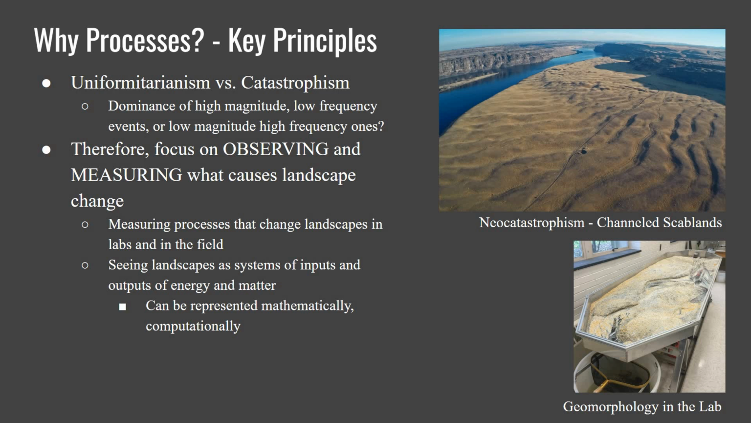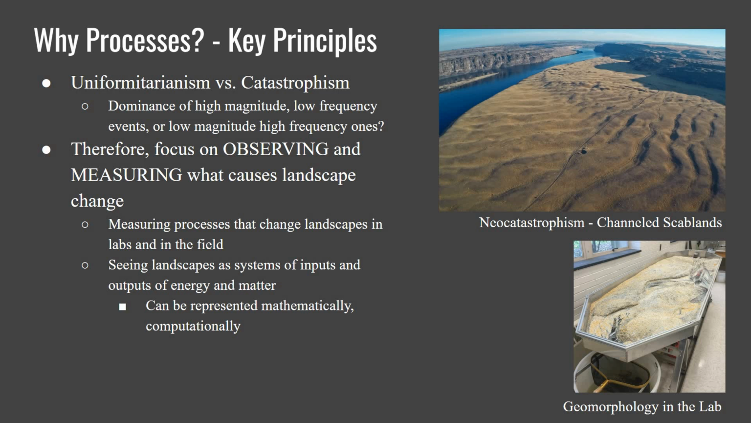Landscapes are definitely changed by the events we see every day, just slowly over many generations on a human time scale. And there are also dramatic events that change the Earth rather quickly. For example, these channeled scablands in Washington State were produced when glacial Lake Missoula broke its ice dam at the end of the last ice age and rushed down the Columbia River and created the channeled scablands.